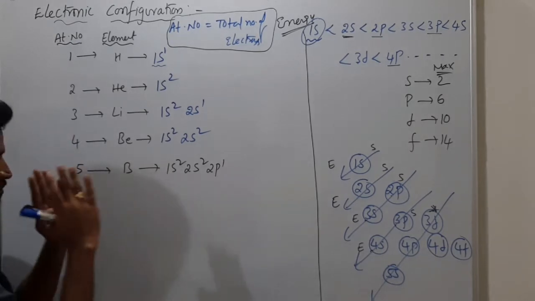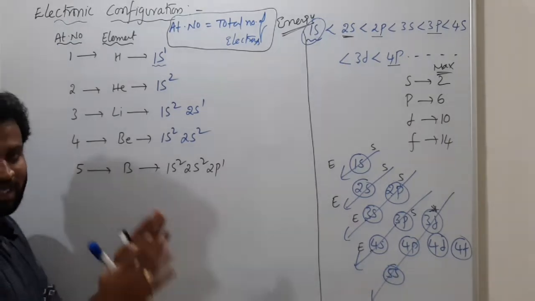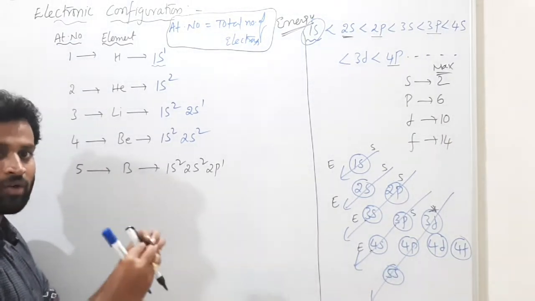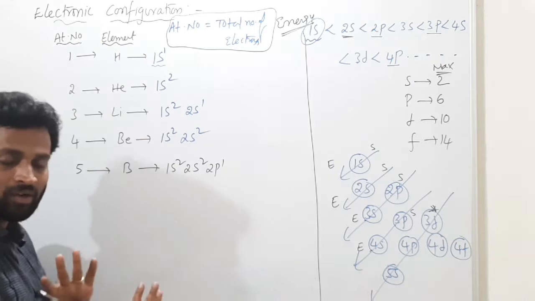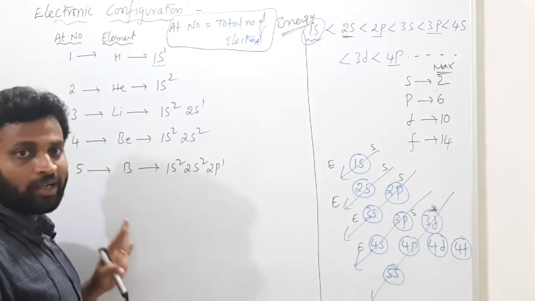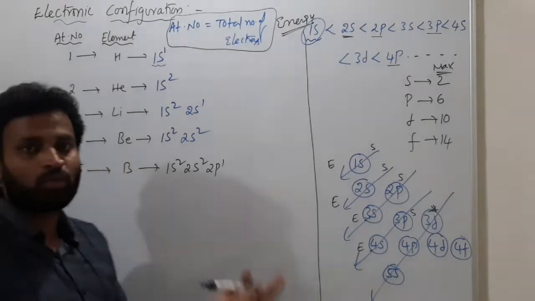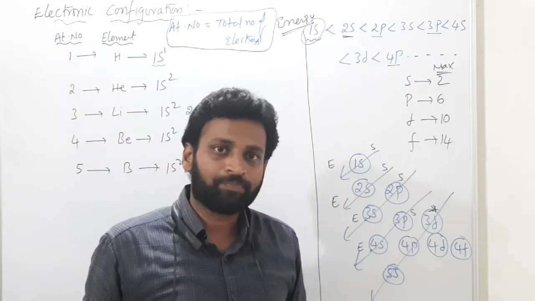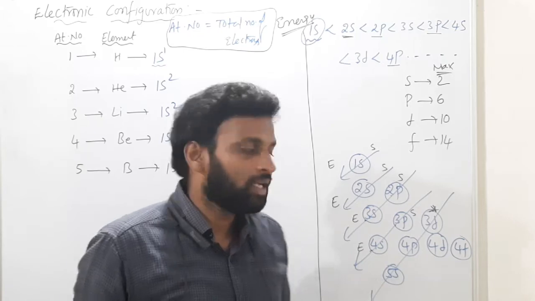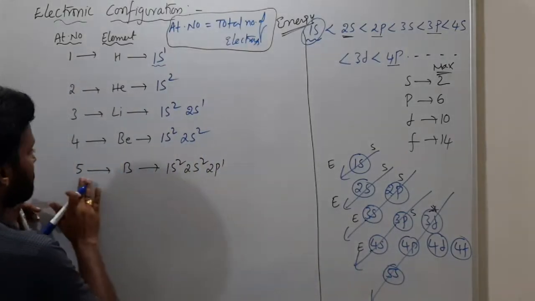Beryllium has 4 electrons. Boron has 5 electrons. That's it. The atomic number is the number of electrons present in boron. Why not 6? Don't ask me like that. 5 electrons are present, just like why I have 2 hands. It's nature. So boron has 5 electrons.